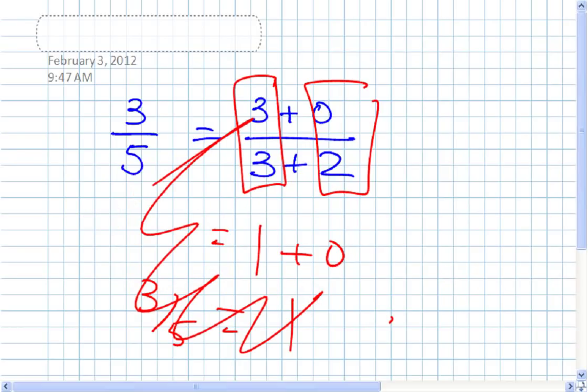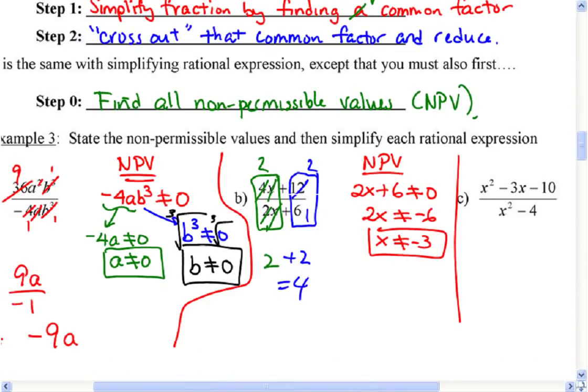So, here's my advice to you. When you get a question like this, the plus sign here makes a difference. When it's a plus, you can't cross out. You can only cross out, reduce, and simplify when you see multiplication. Timesing. Not plusing. Timesing. Is that a word? Multiplying. Okay, multiplying.